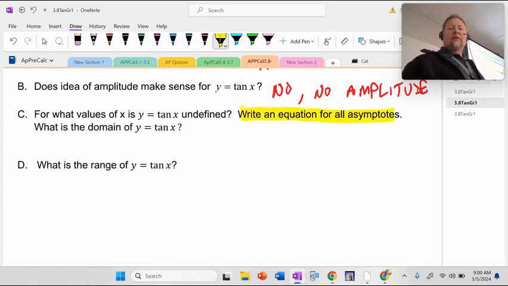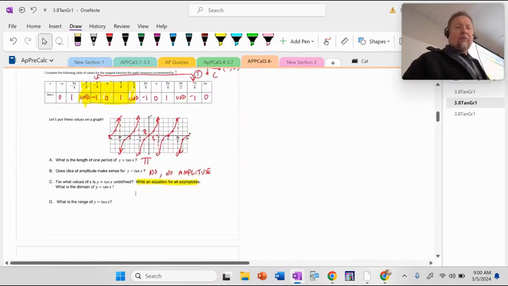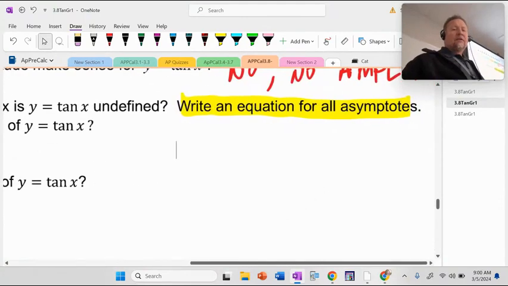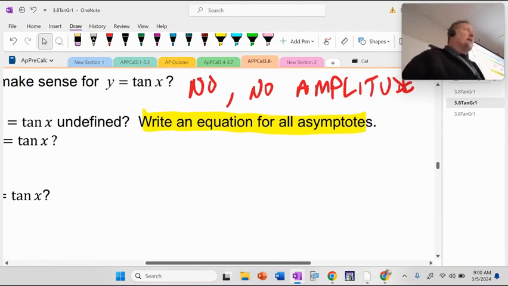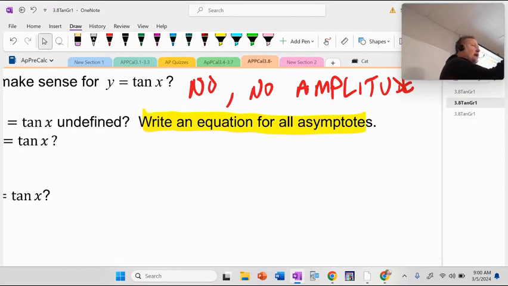Here are the equations of all the asymptotes. Okay, so what we have to understand is I have a period of pi, but then I literally told you the asymptotes are half a period left and right of that zero value. So where are they located?